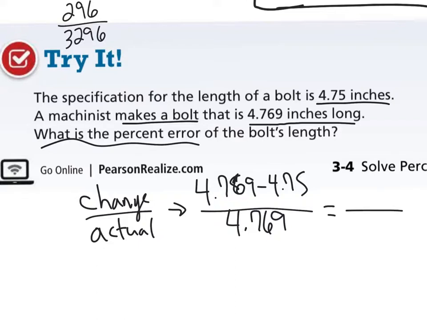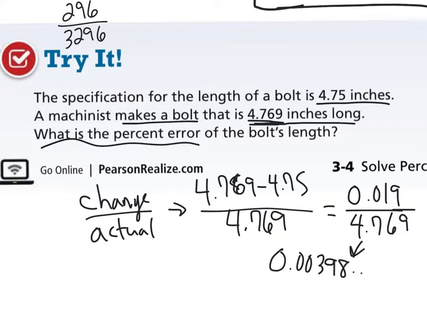And do make sure you're comparing to what actually was. So the actual bolt was 4.769 inches. If we subtract in the numerator, the change is 19 thousandths, and then we're going to divide that by the 4 and 769 thousandths. When you divide that out, this doesn't come out real great.